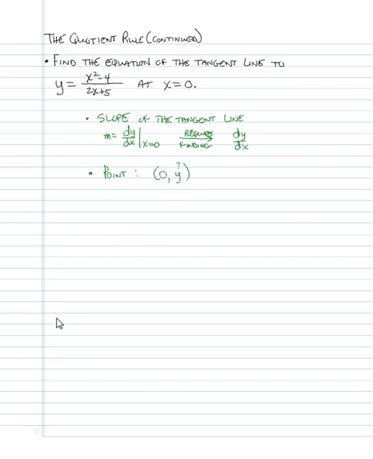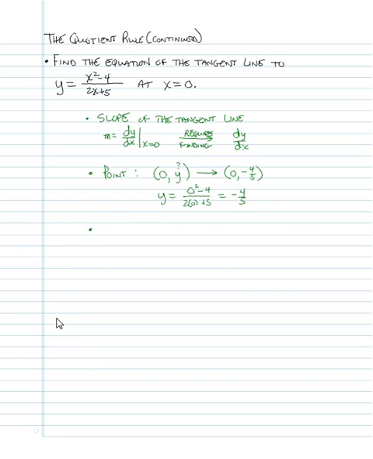So, calculating y, we will put 0 in for x. We'll have 0 squared minus 4 over 2 times 0 plus 5, which ends up being simply negative 4/5. So this point that we're going to use for the equation of the tangent line is 0, negative 4/5.